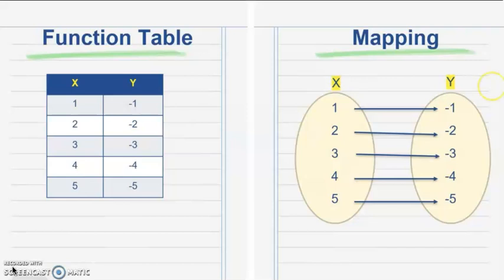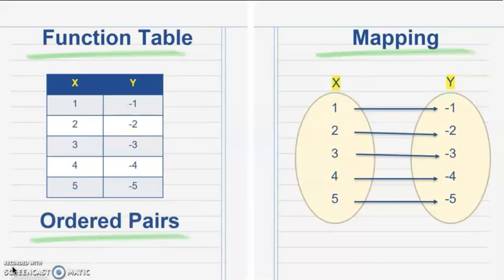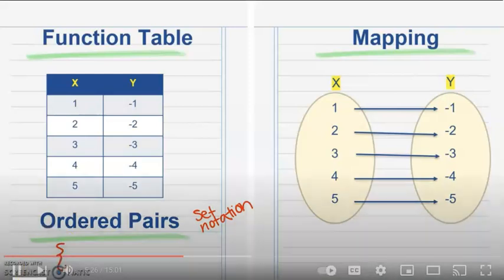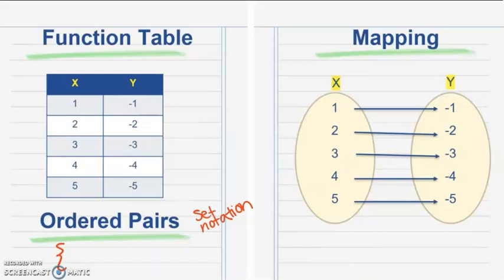So there's one last way that we can write this relationship, and that's by writing out ordered pairs. I'm going to use what we call in math set notation. And what set notation is, I'm going to list out all the ordered pairs in these little mustache brackets or squiggly brackets, as some might call them. So one of my ordered pairs, or one of my input-output, is going to be 1, -1. So I'm going to write that as a parenthesis 1, -1.